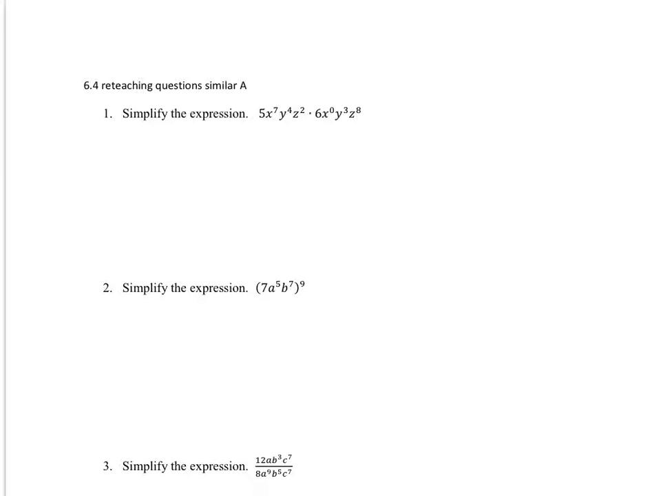So first I look at the 5 and the 6. I can't do anything with those numbers. I can multiply them together though. So I'm going to have 30. Now I have my x's. They have the same base. I'm looking at my exponents. I'm going to be adding those together.